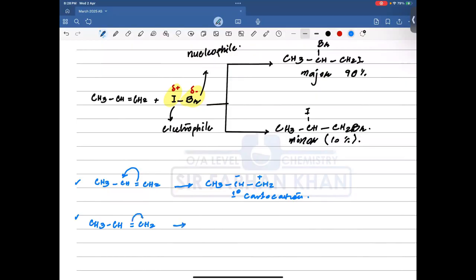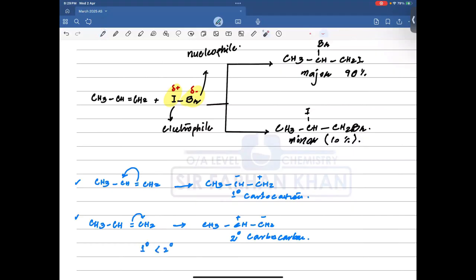ये pi bond is CH2 के ऊपर shift होगा. So when pi bond shifts on the CH2 carbon, obviously that carbon becomes electron rich and carries negative charge. This carbon becomes electron deficient, carries positive charge. So this carbon is 2 degree carbocation, and 2 degree is basically more stable than 1 degree carbocation. That's what we have discussed, right? So 2 degree is more stable than 1 degree.